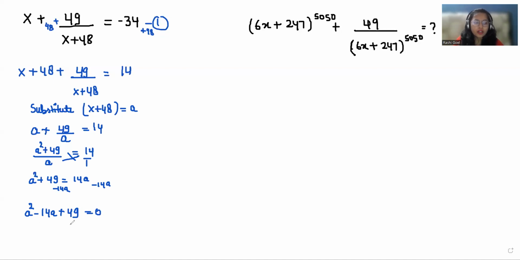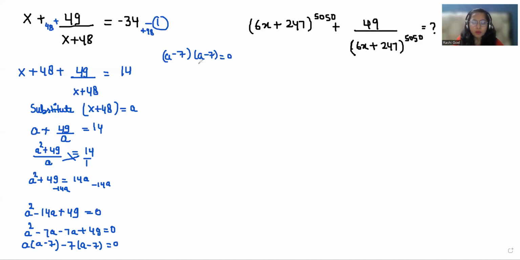Now it looks like a quadratic equation, so we can do the middle term split method. So we can write 14a as -7a - 7a, plus 49 = 0. So I'll take a as common: a - 7. Similarly, I can take -7 as common, so a - 7 is left. So now we have two roots, a - 7 and a - 7. As you can see, both the roots are same. So the value of a is 7.